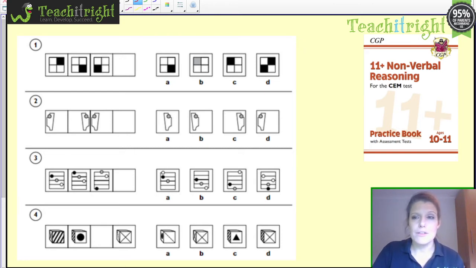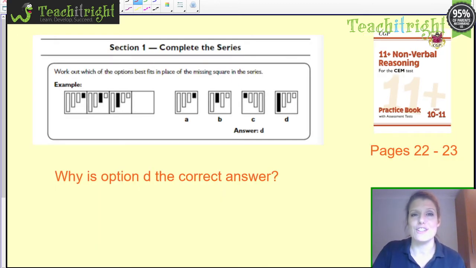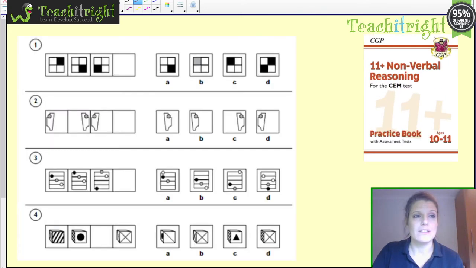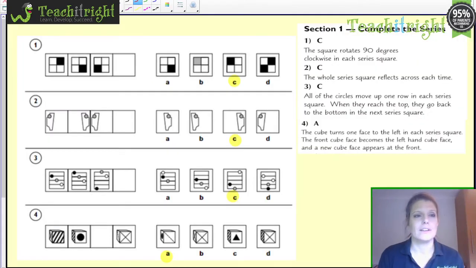Okay, everyone, I'm going to go through the answers with you for that section. That's section 1 on pages 22 and 23. So number 1, this was C. Now there are 2 eliminations you could make straight away. B, because all the other squares are black. And also D, because it's got an extra black square, which doesn't seem necessary. So straight away, by using elimination, you've narrowed down your choices to only 2 options.